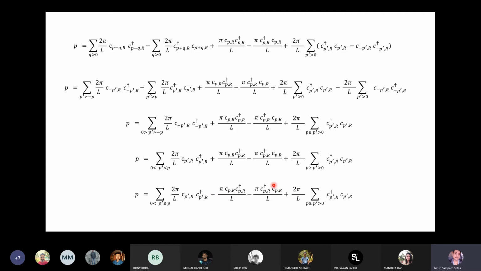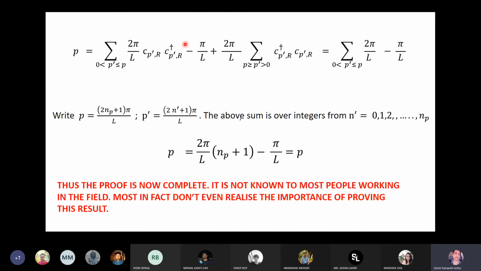So this whole thing put together is minus pi by L. So that's very critical. Now what's going to happen is that you will get this minus pi by L in the middle, and then you get these two terms. Now, what are these two terms?